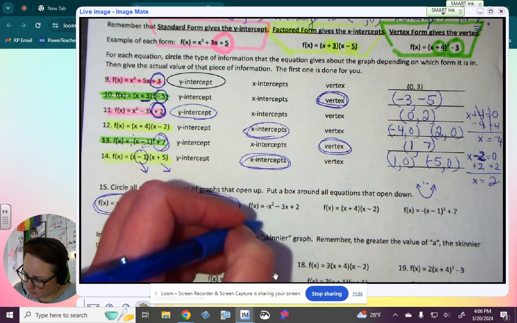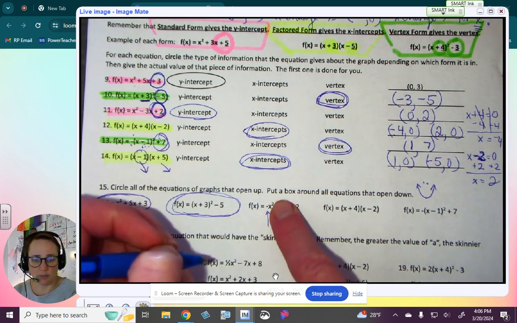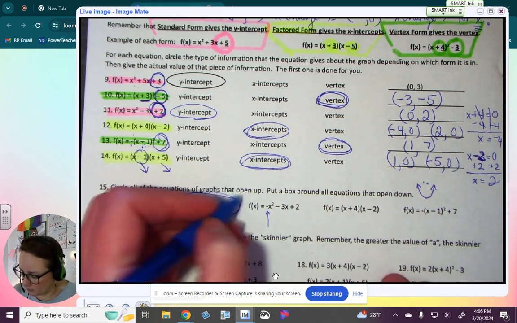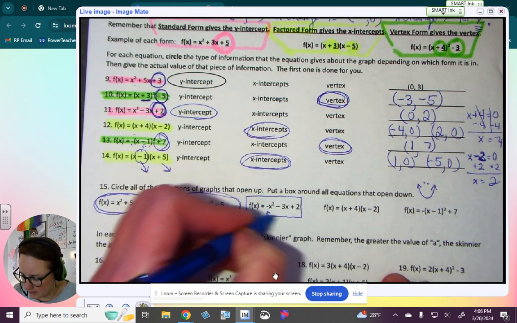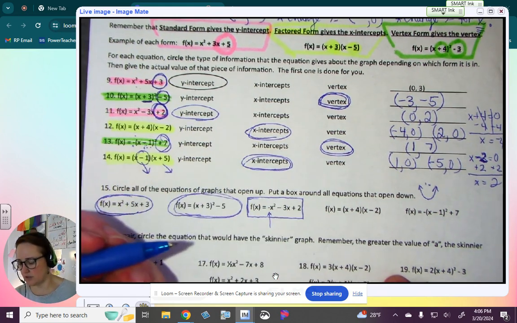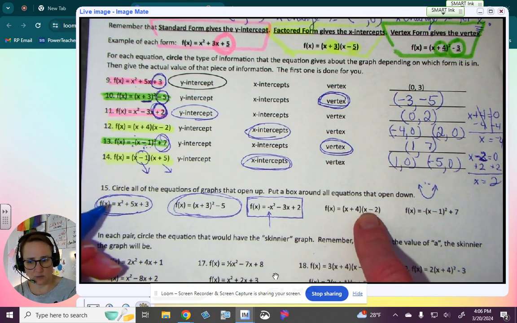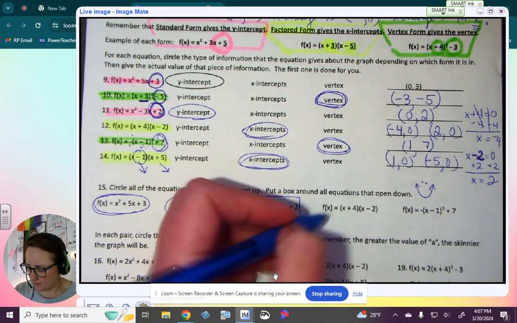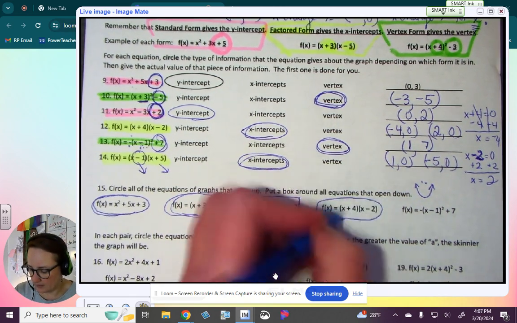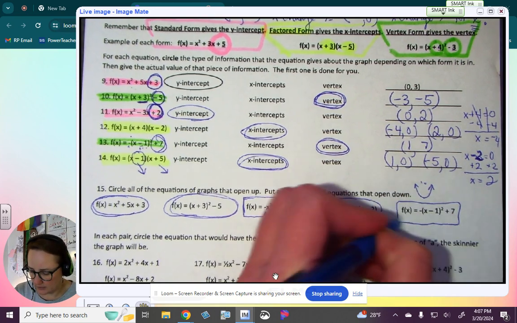Check out this one. This one's got a negative right there. It tells me to put a box around all equations that open downward. Here is a box around that equation. This one, if we were to multiply these out, we'd have x times x. That's x squared. It would look like this. It's a positive graph. And then our last one is a negative. It's a real downer.